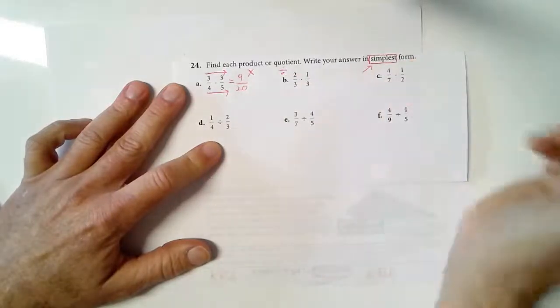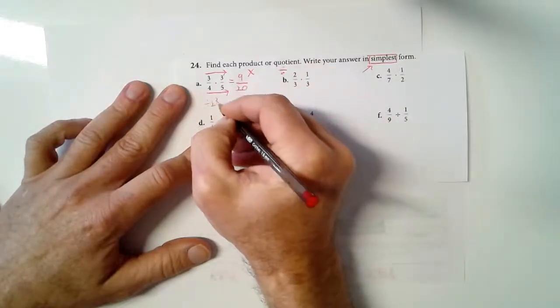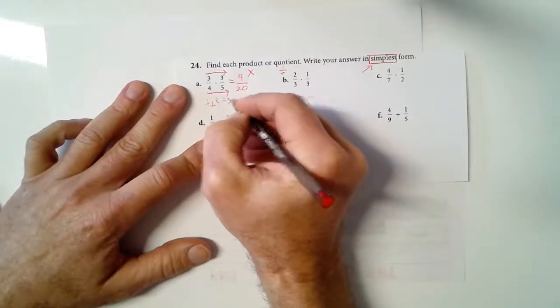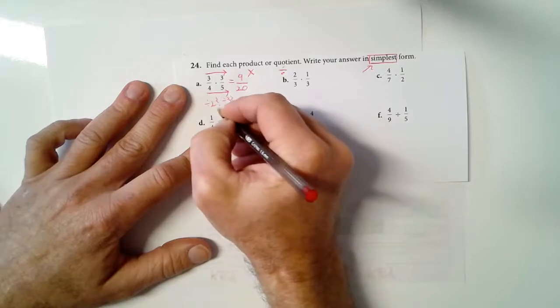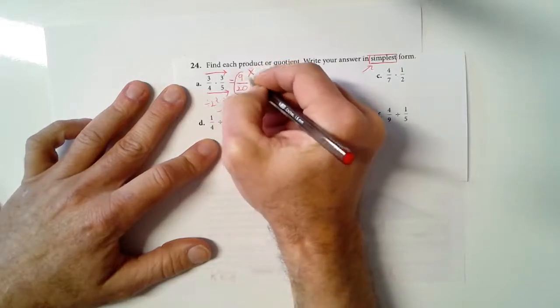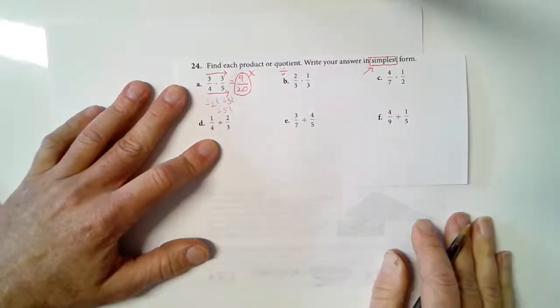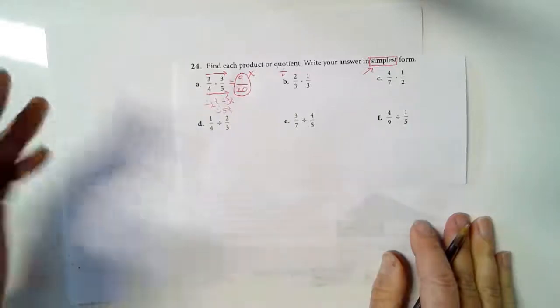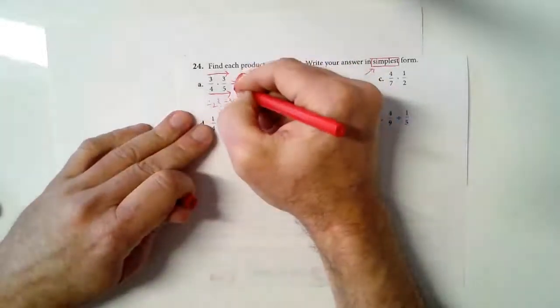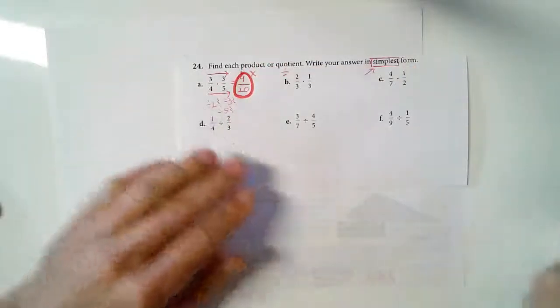Is it in simplest form? Can I divide by 2? Can I divide by 3? No. Can I divide by 5? No. So I can't cut the top and the bottom by a common factor. So that's already simplest. So I'm going to circle that and say that one's done. Easy. Hopefully the next one's just as easy.